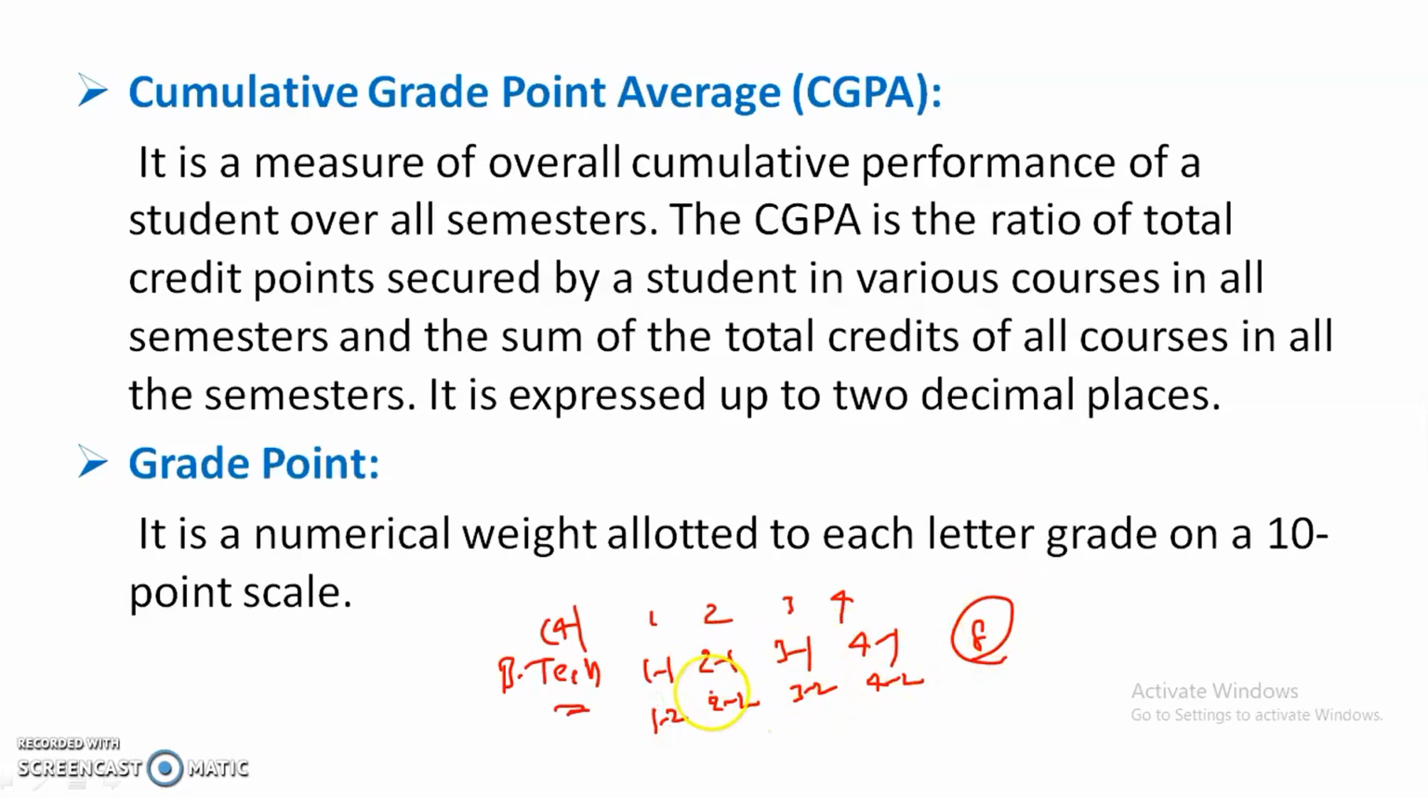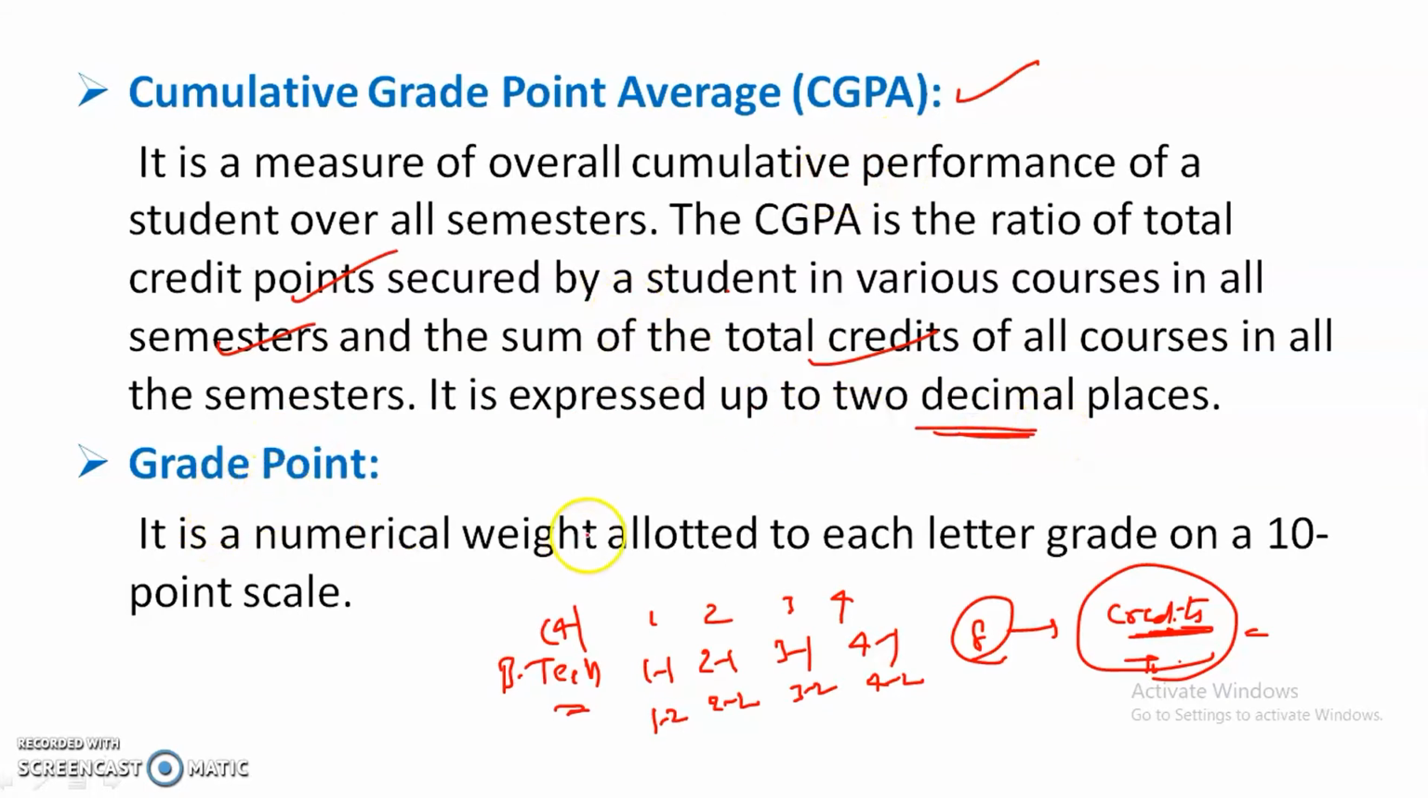So out of these 8 semesters, in each and every semester, how many credit points the student got, divided by the total number of credits allotted to those subjects. So this will give you the CGPA. Okay, so the CGPA is the ratio of the total credit points secured by the students in various courses of all the semesters in a program, divided by the sum of the total credits of all the courses in all the semesters. It is expressed up to 2 decimal places. So that's it. It is nothing but a CGPA.